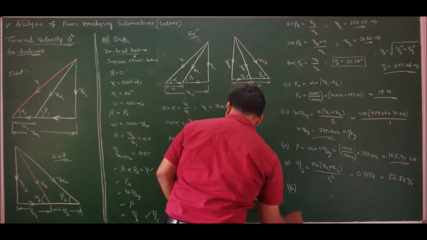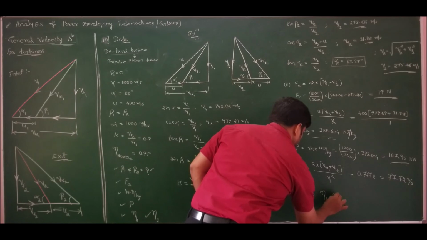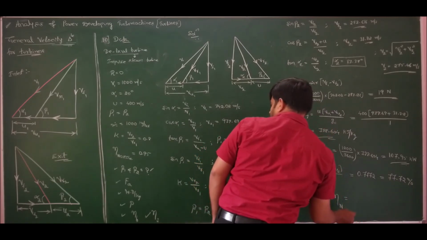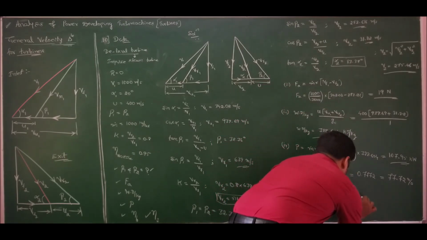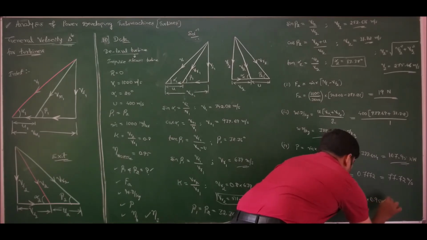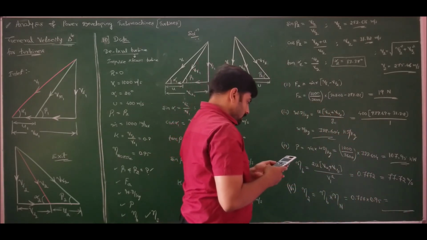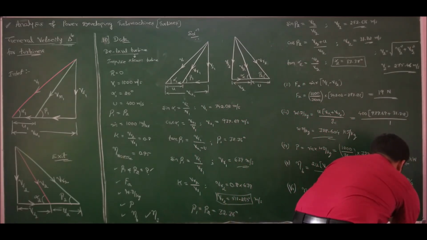We have stage efficiency. Efficiency of stage is equal to efficiency of blade into efficiency of nozzle. Efficiency of nozzle is 0.95. Efficiency of blade is 0.777 into 0.95. So therefore, stage efficiency will be 0.7383, which is equal to 73.8%.